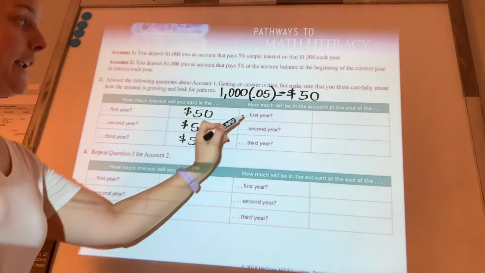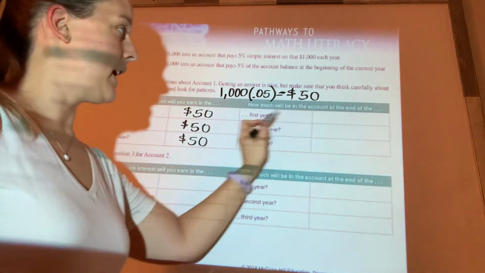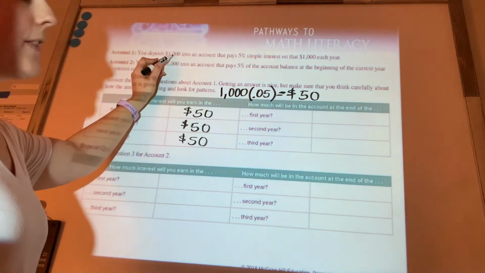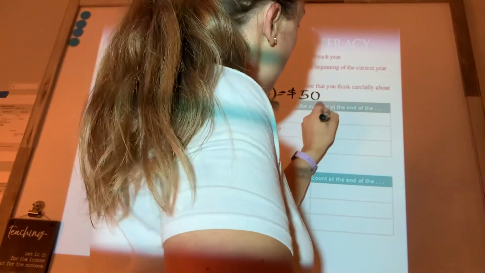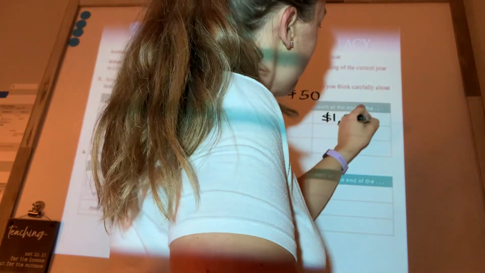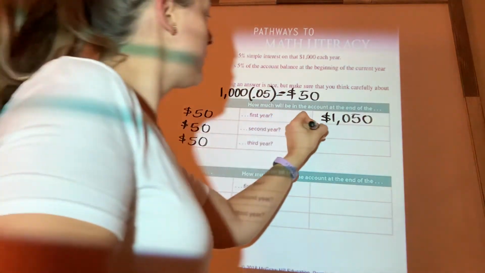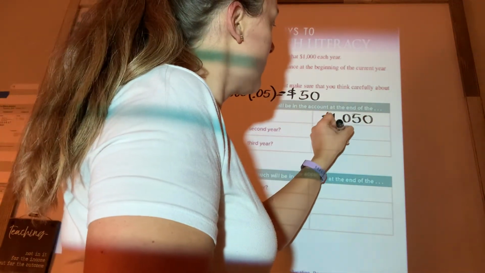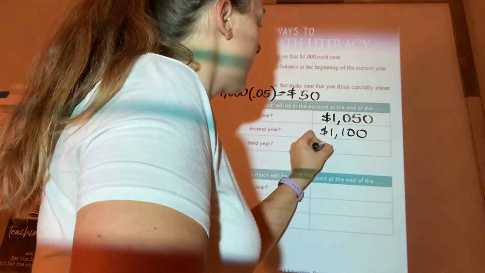So that means that after the first year, it says how much will be in the account at the end of the first year. So we're going to take the $1,000, we're going to add in the 50, and we get 1,050, okay? But now in the second year, we add $50 again. So we have 1,100, and then we add $50 again.